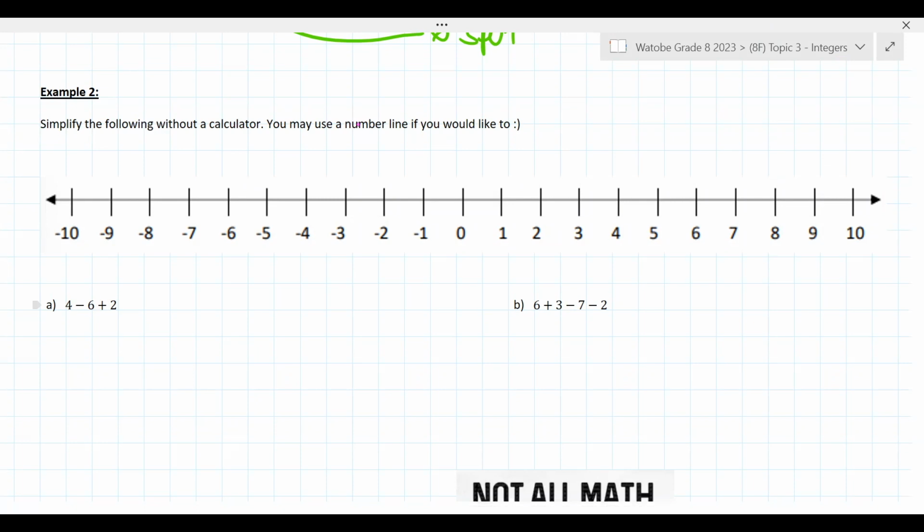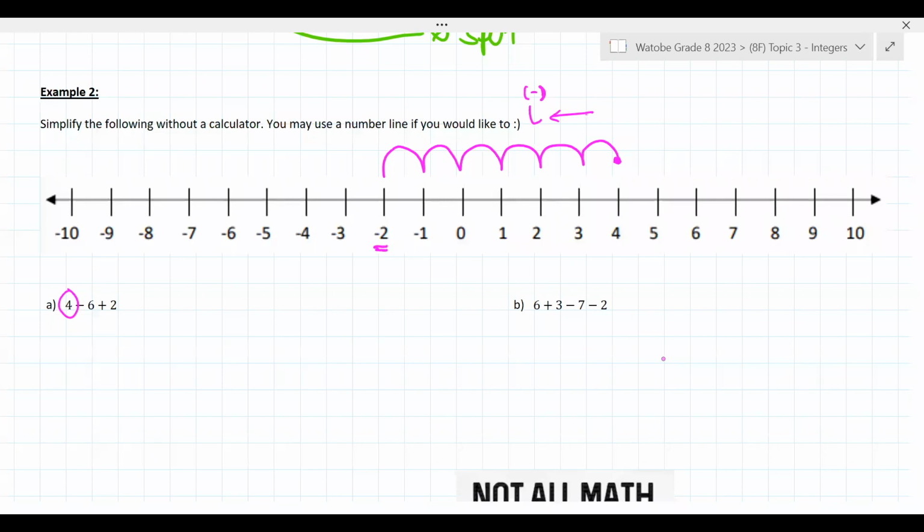So in question A, we have been told we have 4. We want to subtract 6, but then we want to add 2. Now, remember, BODMAS or order of operations tells us that we do addition and subtraction right at the end, which is fine. There's no multiplication, there's no division, so I can go straight to my subtraction and my addition. So if I start at +4, because that is where I'm starting in this expression, I now want to take away 6. So remember, I need to move to the left when I subtract. So 1, 2, 3, 4, 5, 6.